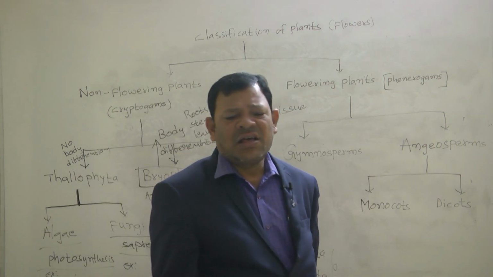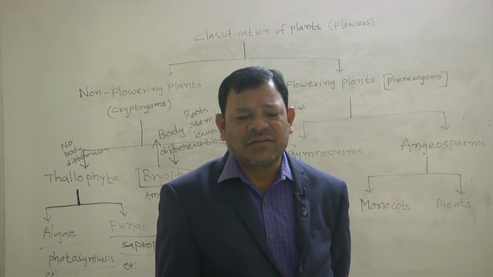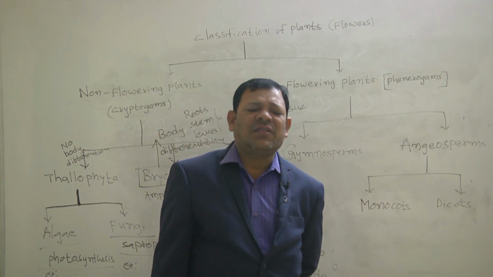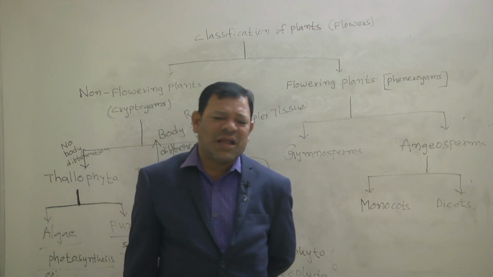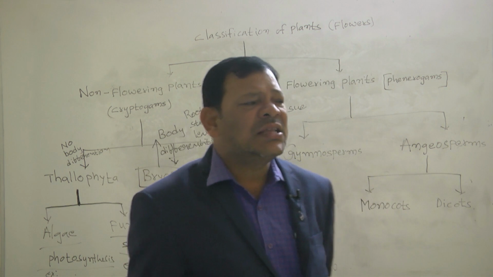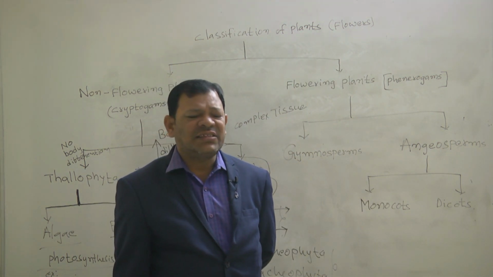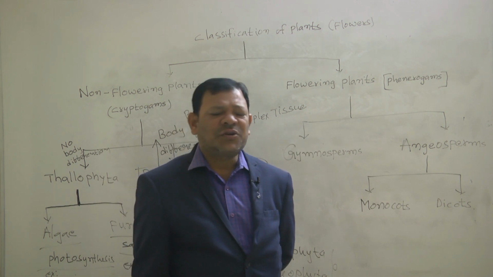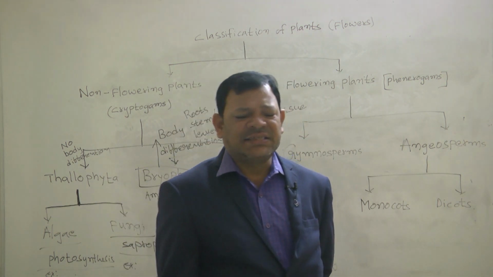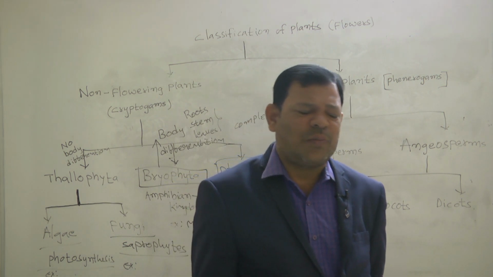Next one is the sexual part of the plant, which is known as the flower. So which plants have the flower? That is called flowering plants. Flowering plants are also known as the phanerogams. These flowers participate in reproduction. That flower is turned into the fruit. Fruit is turned into the seed. Seed gives rise to the new plant.